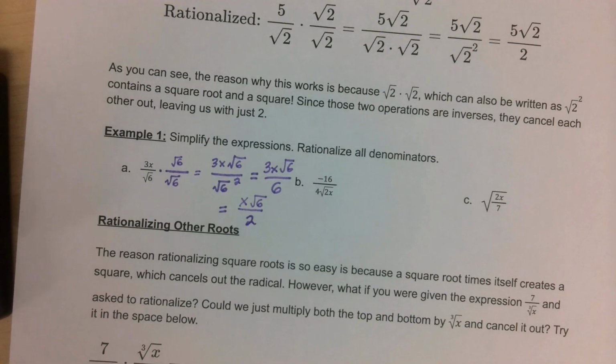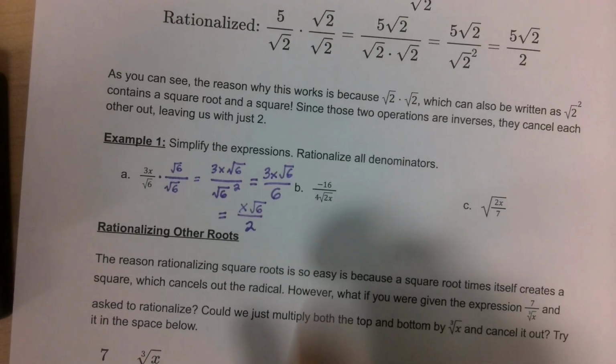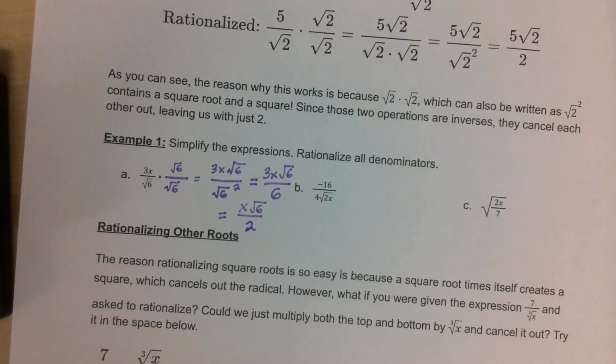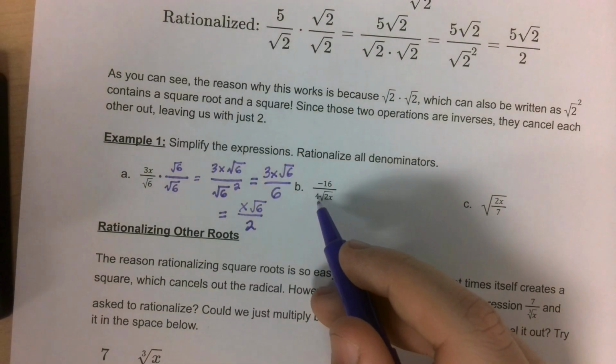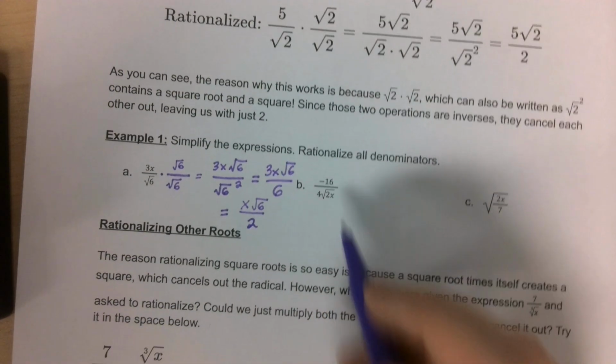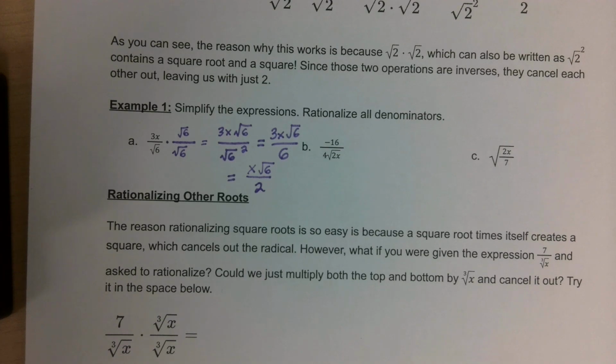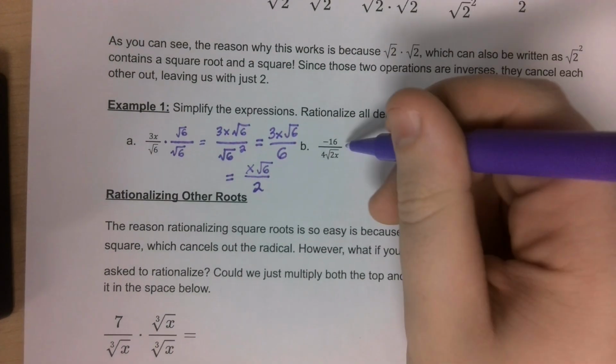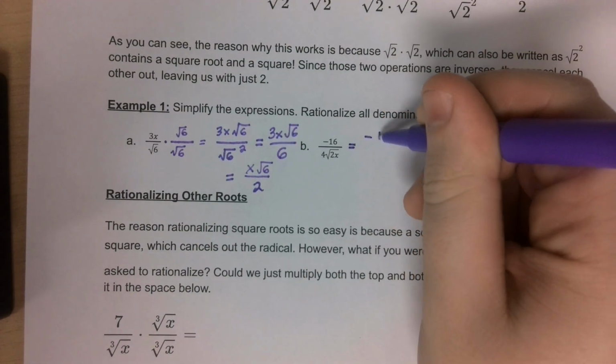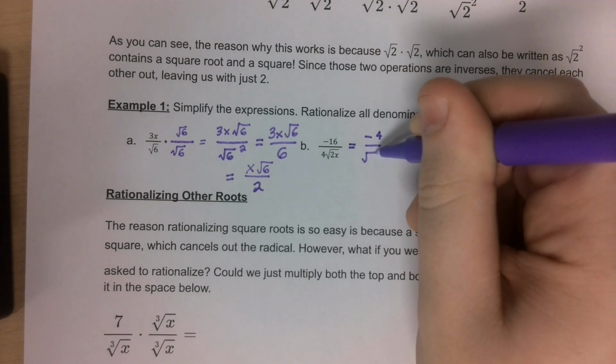Well, what if we tried looking at b? Similarly, we would want to try and rationalize the denominator. But be careful. We don't mind this 4 being here. We do mind the square root of 2x. Before we rationalize, we should always check to see if anything else can simplify. In this case, negative 16 over 4 actually ends up just being negative 4 over root 2x.